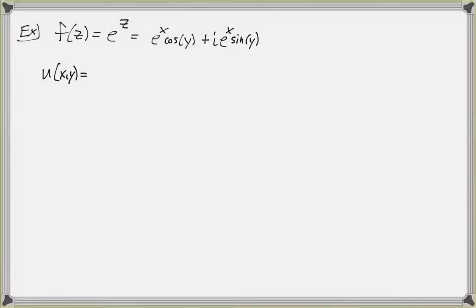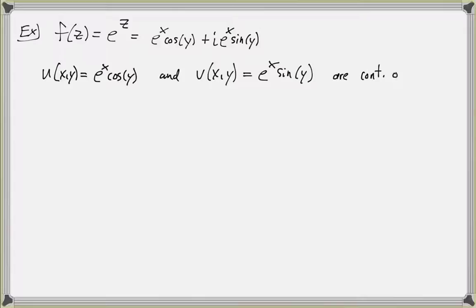So its real part, u, is e to the x cosine of y, and its imaginary part, v, is e to the x sine of y. And these functions are continuous on all of C. The exponential function and the trig functions cosine and sine are continuous in all of C.